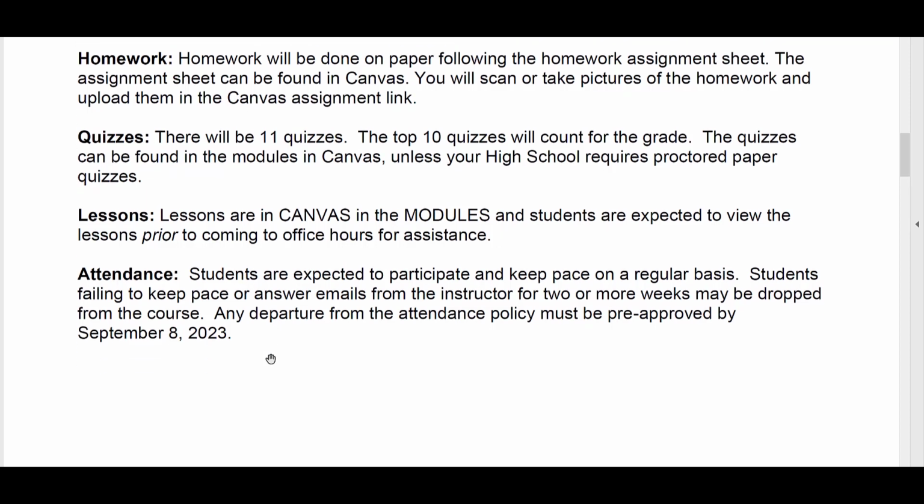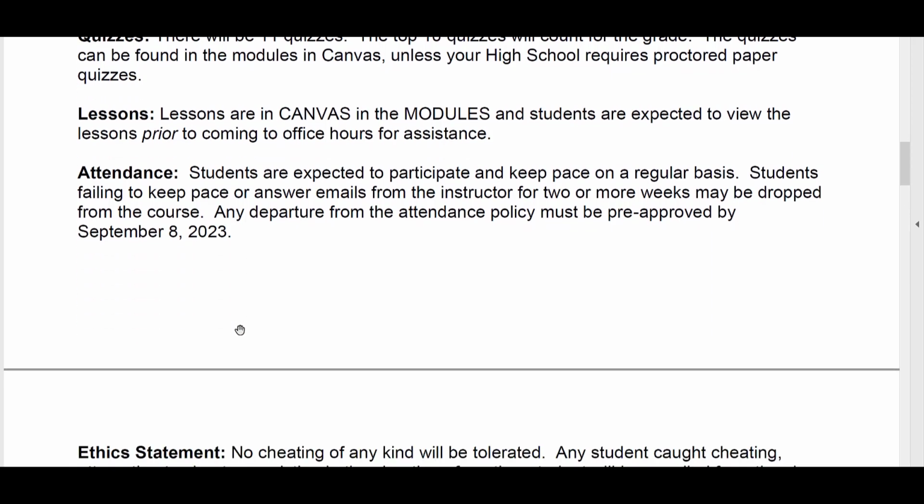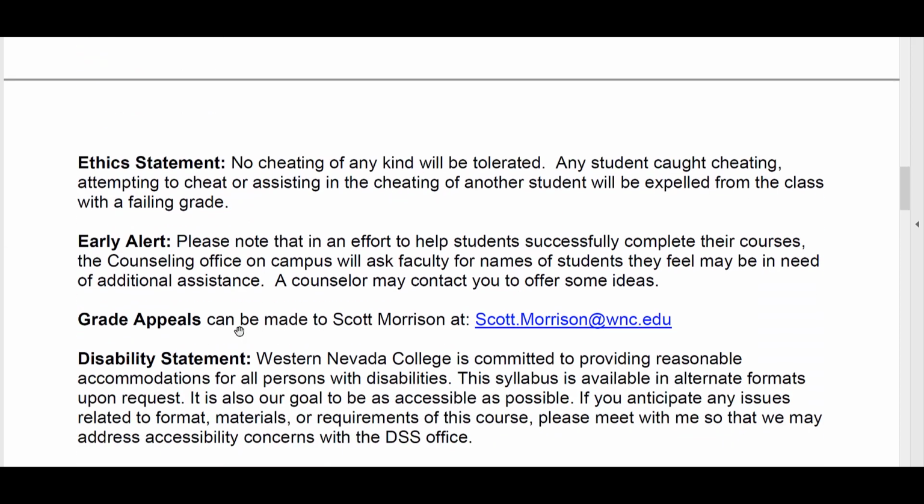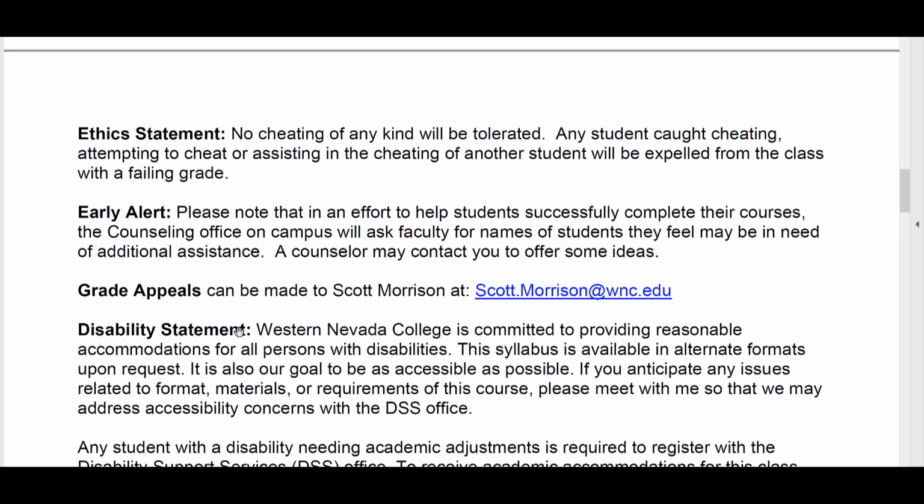Attendance: students are expected to participate and keep pace on a regular basis. Students failing to keep pace or answer emails from the instructor for 2 or more weeks may be dropped from the course. Any departure from the attendance policy must be pre-approved by September 8th of 2023. Ethics: no cheating of any kind will be tolerated. Any student caught cheating, attempting to cheat, or assisting in the cheating of another student will be expelled from the class with a failing grade.